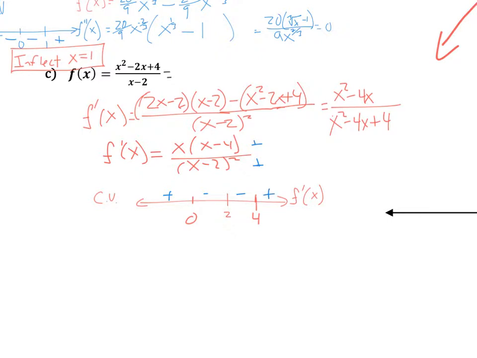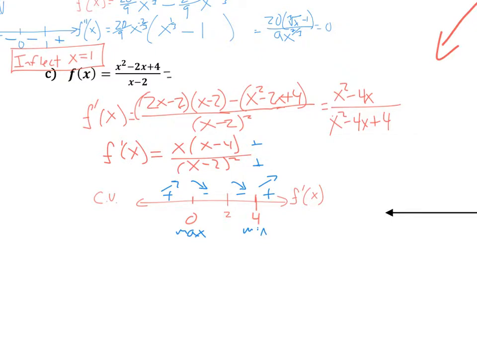So we see that this is going up and down, increasing, decreasing. We have decreasing still and increasing on this interval. This is going to be a max, and this is going to be a min, all right? And 2 is neither a max nor a min.